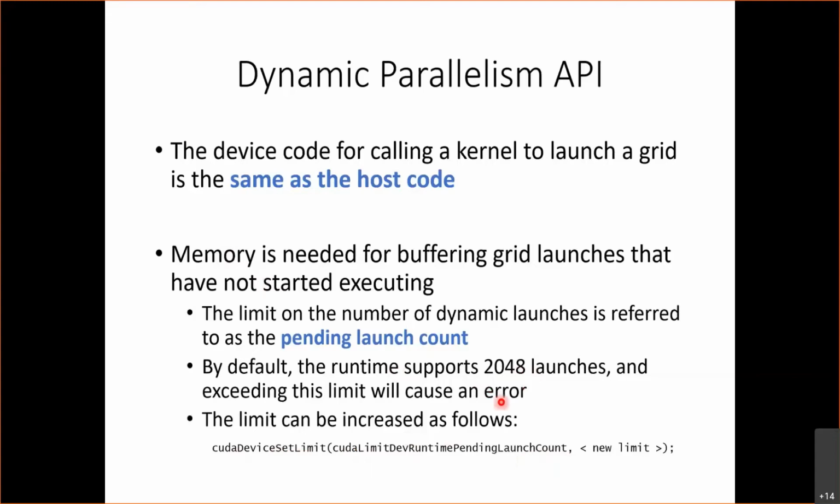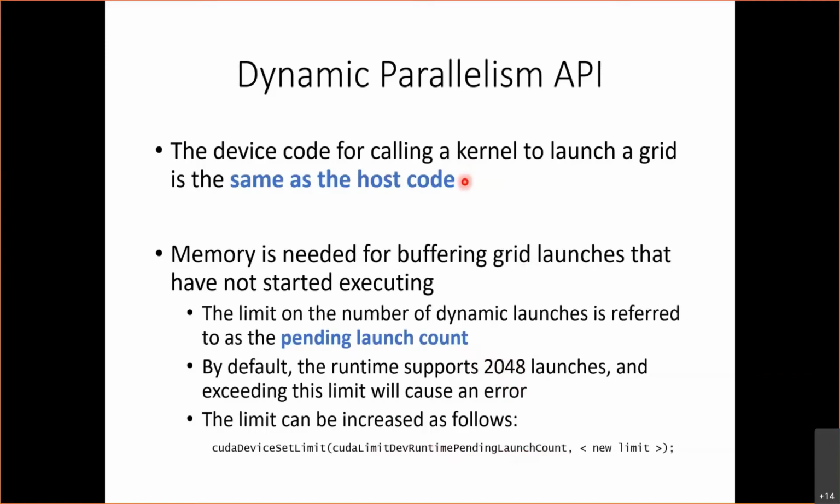Now, having 2,048 launches on the GPU is not particularly a good idea. So if we're increasing this limit, we're probably doing something we shouldn't be doing anyways. But just for demonstration purposes, I will increase this limit, and then later on we'll see how we can go below this limit without having to increase the pending launch count. But let me first start with the device code for launching a grid, and then I'll go back and see how we're going to deal with this limit on the number of launches that we can have.